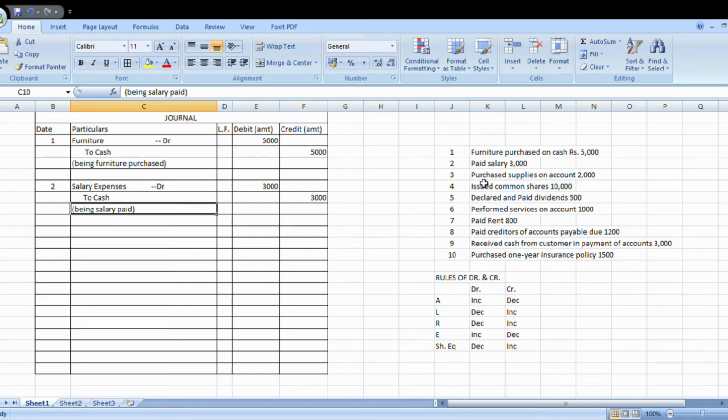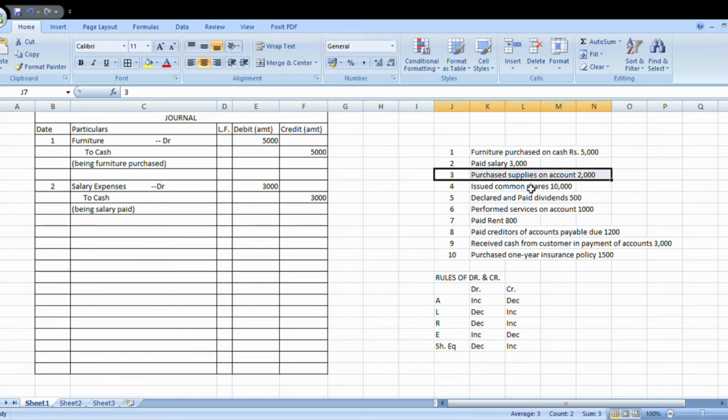Next is purchased supplies on account. Now, supplies have been purchased on account. We all know that there are two types of transactions: cash transactions and credit transactions. Now, since it is a credit transaction, we will not use the word cash. When credit transaction is there, then either accounts receivables or accounts payable is used, or creditors and debtors are made. So accordingly, you have to pass this journal entry also.